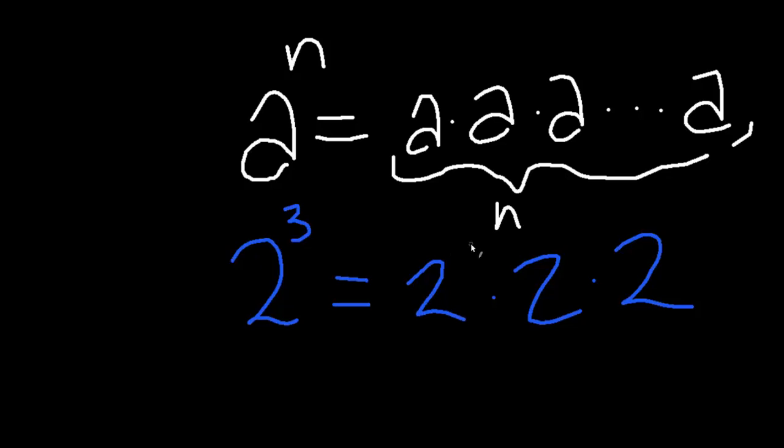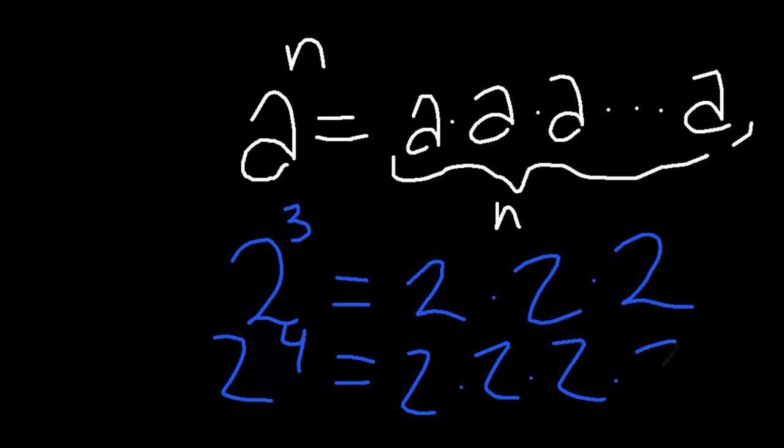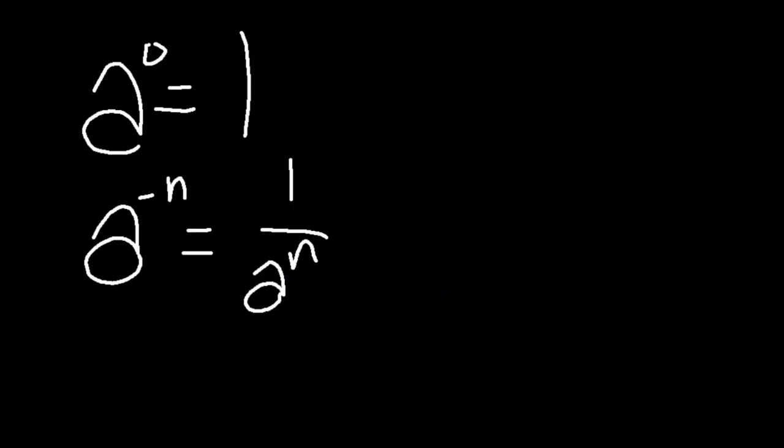Okay, so I'm just going to elaborate on this a little bit more. 2 to the 4th power equals 2 times 2 times 2 times 2. And if I went ahead and made this 5, okay, so 2 to the 5th power is going to be 2 times 2 times 2 times 2 times 2. 2 by itself 5 times. So hopefully that makes sense to you guys. Let's go ahead and look at a few more rules.